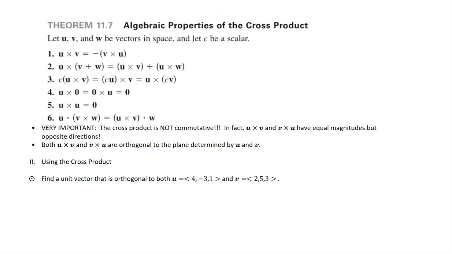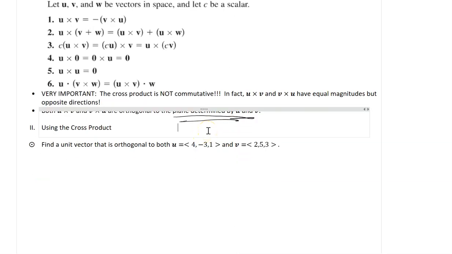Okay, so this example says find a unit vector that is orthogonal to both u equals 4, negative 3, 1 and v equals 2, 5, 3. So what we want is a vector that is orthogonal to both of these vectors, i.e. the plane determined by u and v. So we want the unit vector in the direction of u cross v.